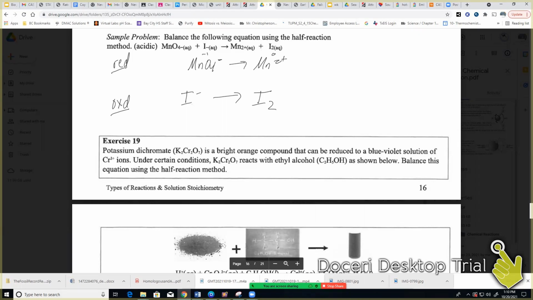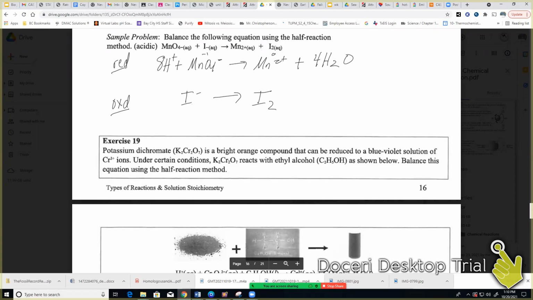So anybody remember my next step? Balance the element first, which in this one is already balanced in my reduction half, right? I already have one manganese on each side, but sometimes I forget to do that and I jump to the water and then I have to go back. So now we're at the point where we have to do water. So how many waters are we adding? 4 H2O. And then my next step is I have to add what? I have my hydrogen and I need 8 of them, right?